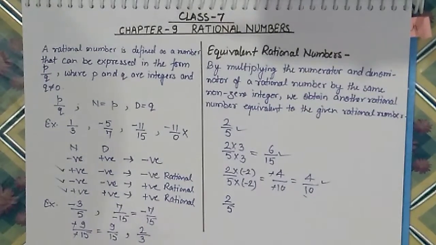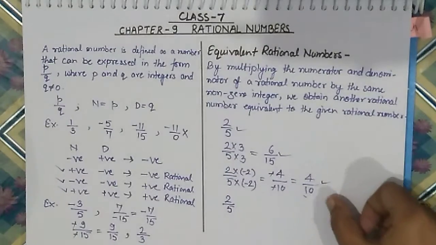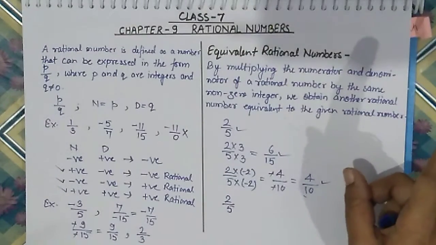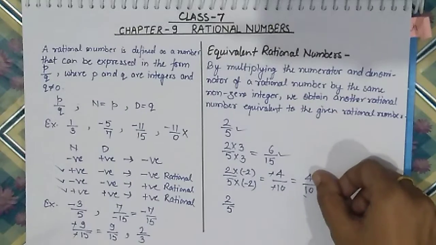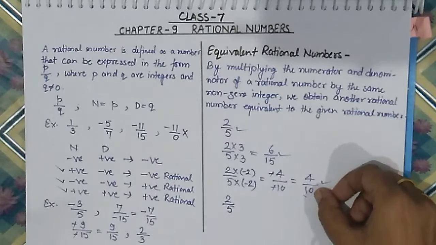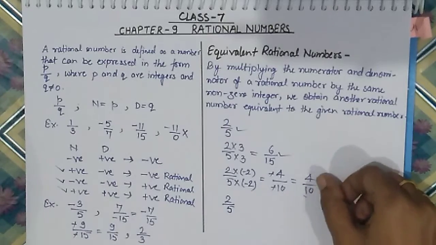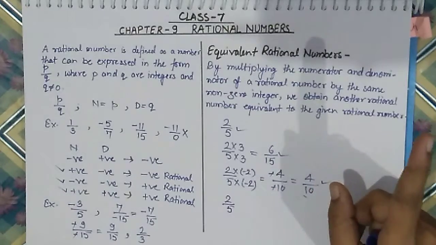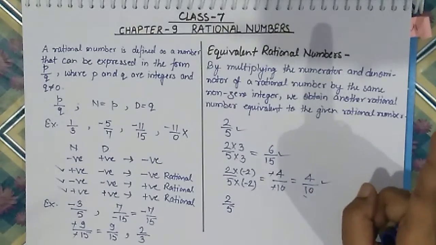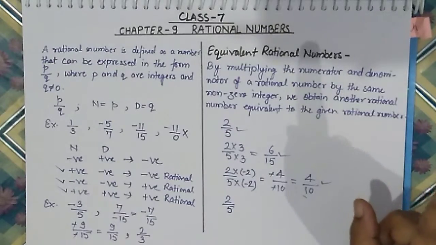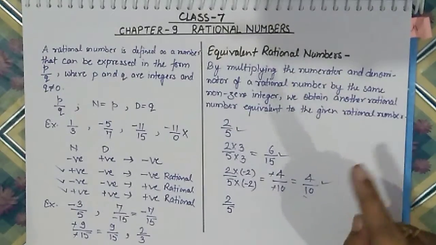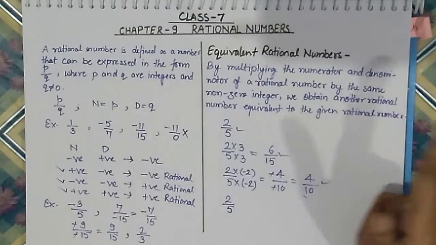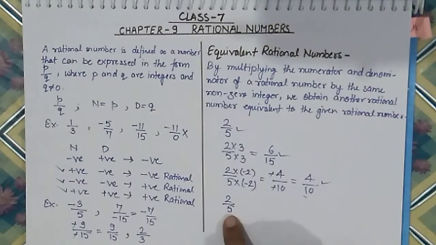Similarly, if I write 4 by 10, is it in standard form? No, it is not in standard form, because 4 and 10 have a common factor other than 1, that is 2. In 4 we also have factor 2, and in 10 we also have factor 2. So we have a common factor 2, which means it is not in standard form. To represent any rational number in standard form, the only common factor of numerator and denominator must be 1.